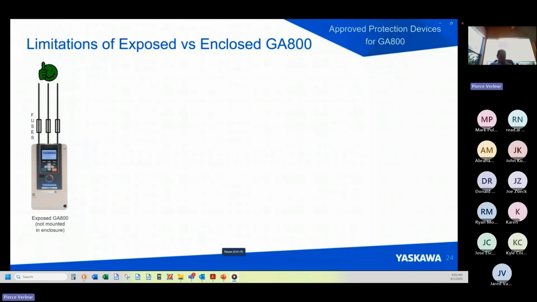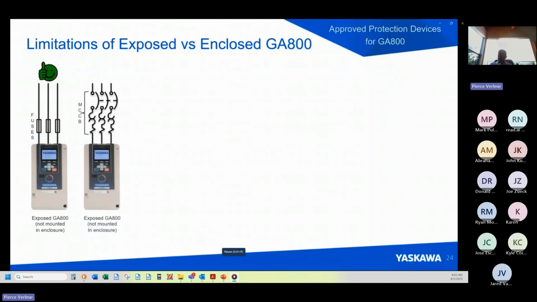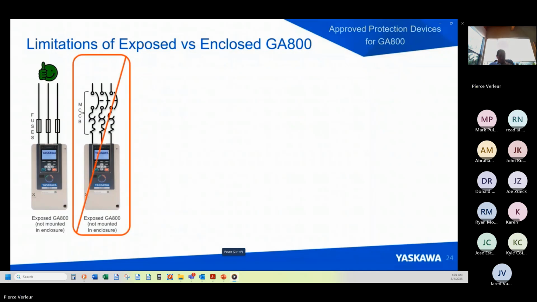So this is a thumbs up. This is okay. This is good. When we try to protect that exposed drive, not mounted in another enclosure, with just a molded case circuit breaker, this does not work when it comes to something that needs to be UL listed. Okay, and does something need to be UL listed or not? Yes, it does. According to the NEC, it has to be listed with another agency. And then, of course, if it's listed, it has to be used per the instructions. So this kind of scenario no longer works.